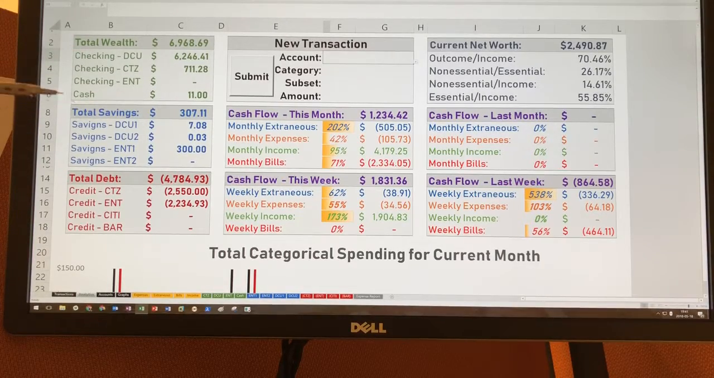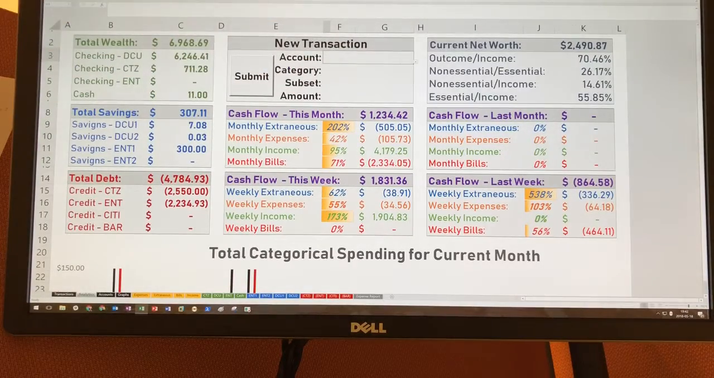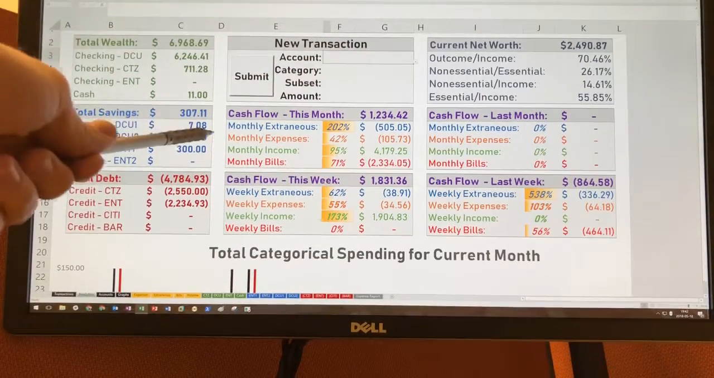These are all savings accounts, so total savings adds up my savings of my various savings accounts. Total debt adds up the total debt of these accounts, credit cards and loans. This is where I put in new transactions. I will show you that in just a moment.